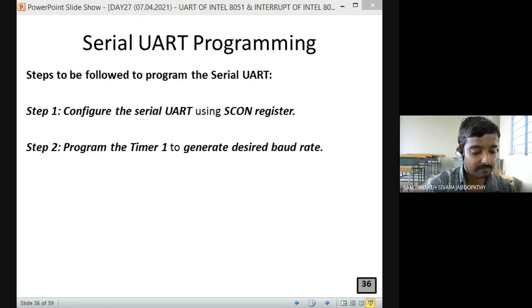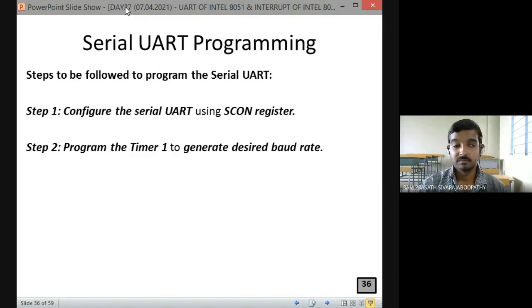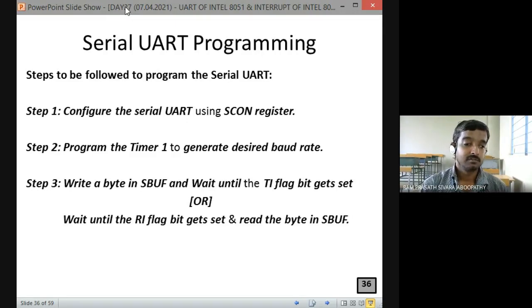8-bit UART with variable baud rate. Variable baud rate means you can vary the baud rate by fixing the timer 1 mode for it, so that you can generate different baud rates. Then write a byte in SBUF and wait until the TI flag gets set, or else wait until the RI flag gets set.